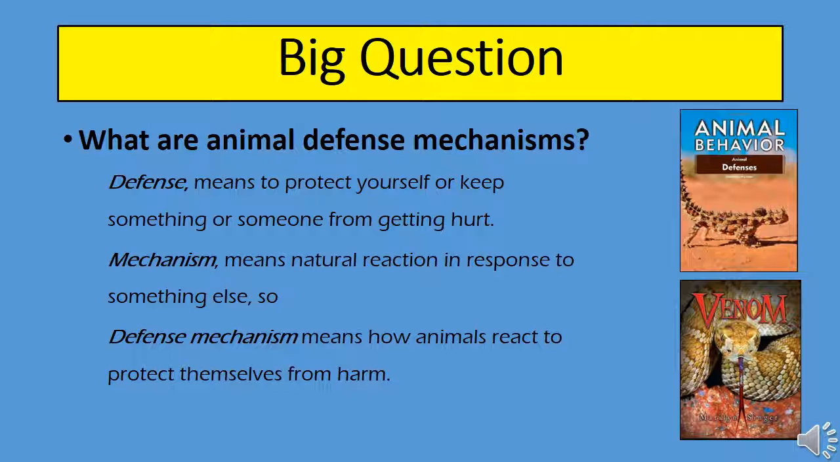The word defense means to protect yourself or keep something or someone from getting hurt. The word mechanism means a natural reaction in response to something. So a defense mechanism means how animals react to protect themselves from harm.